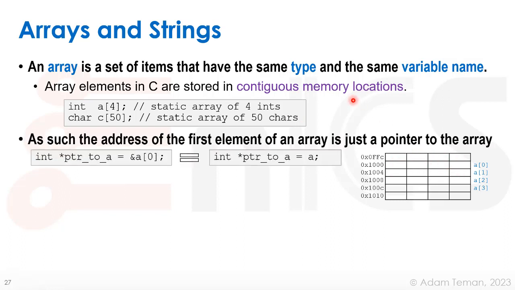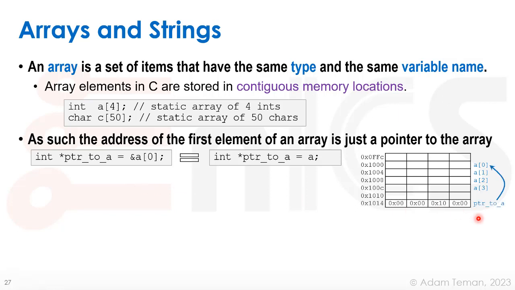Therefore, the address of the first element of an array is just a pointer to that array. So when we say something like that, a pointer to A is a pointer to an int, and it's equal to the address of A[0]. So it's going to be equal to 1000 over here. That's just like saying that the pointer to A, which is a pointer to int, is equal to A. So the address of A[0] is the same as A, which is the name of the array. The name of the array is basically the address, or the pointer, to the starting point of that array. And that's really, really useful.